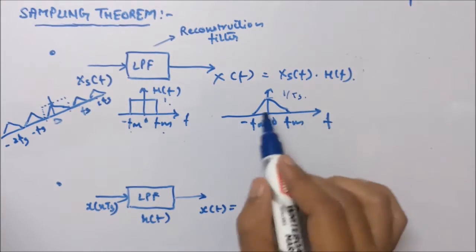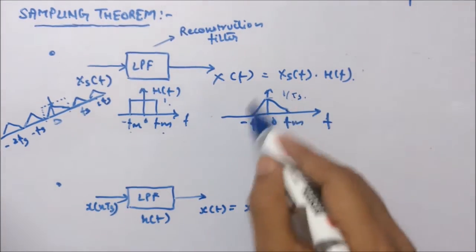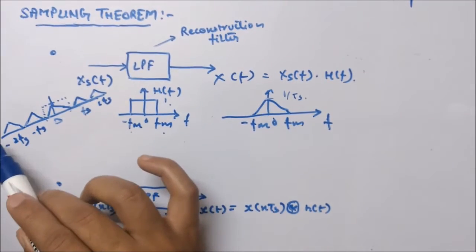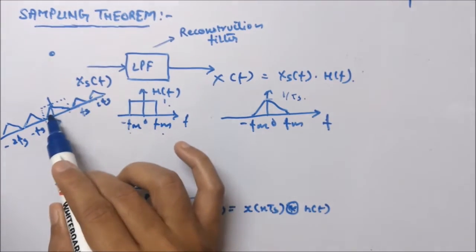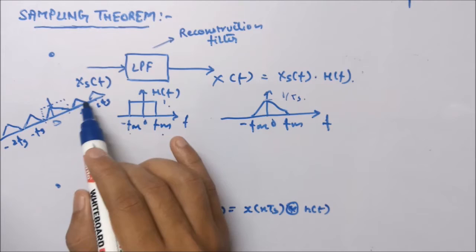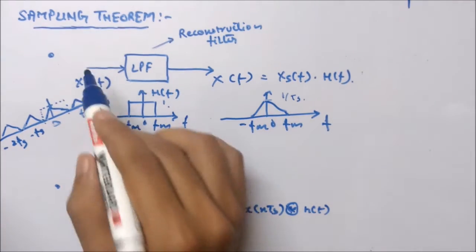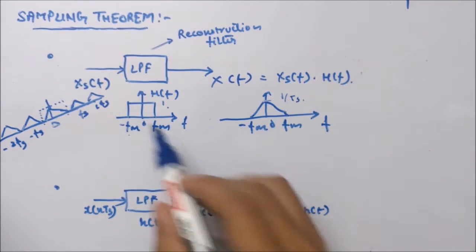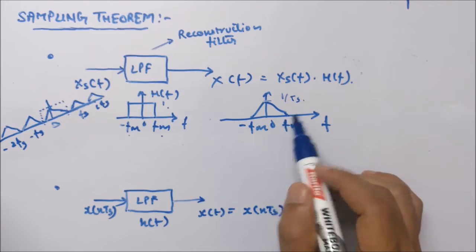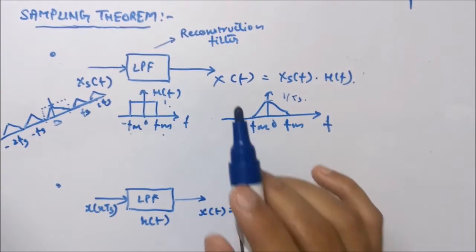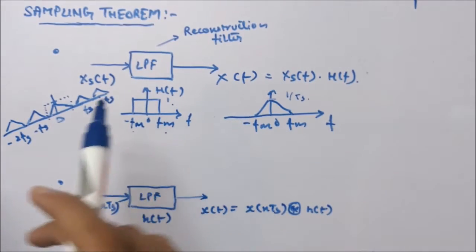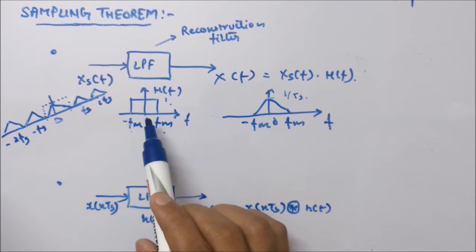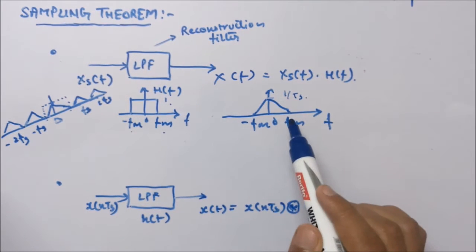So this will be the signal you will recover, and we are mostly only interested in this part because this is our message signal, and all the rest of the parts in the frequency domain are replicas of this part. So there is no point in extracting these from the sampled signal. We are only interested in minus fm to plus fm, so that will recover our message signal. That's how you recover your message signal from the sampled signal. You just pass the sampled signal through a low pass filter with this filter response, and you will get the message signal.